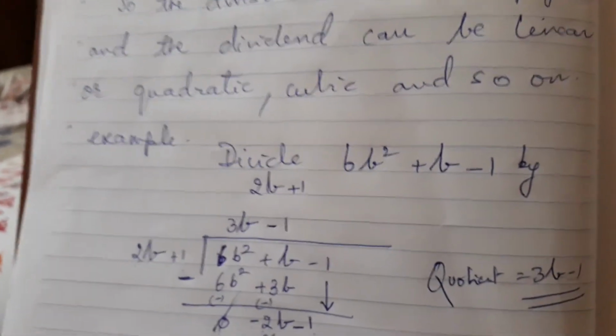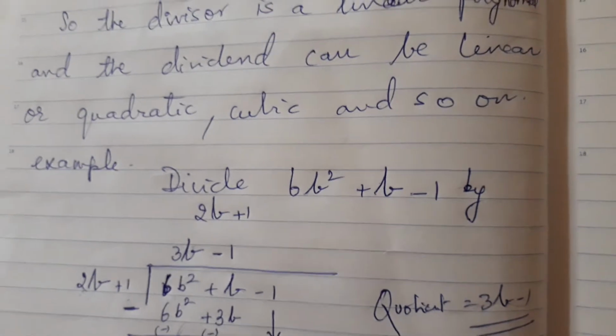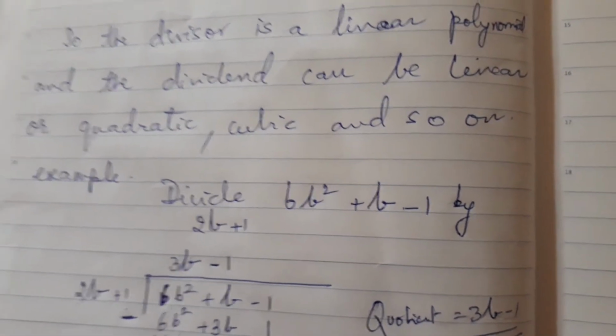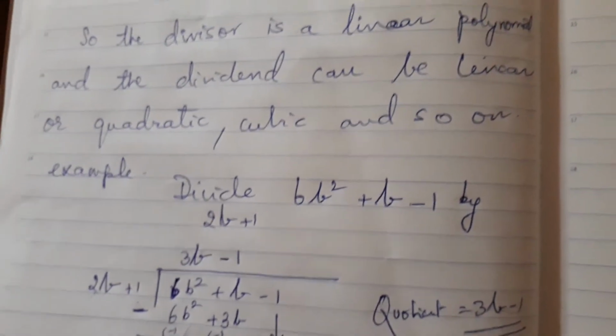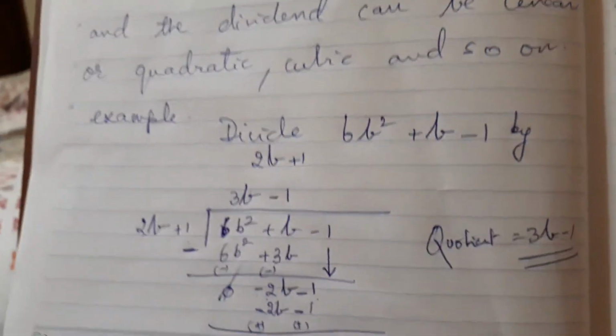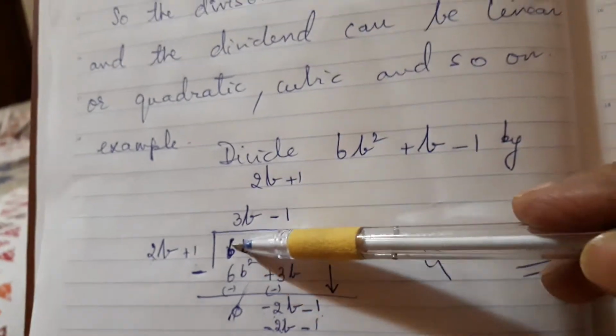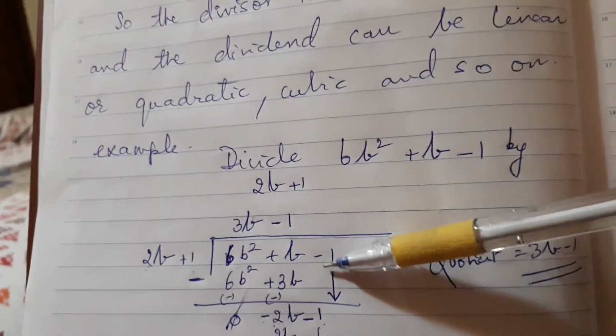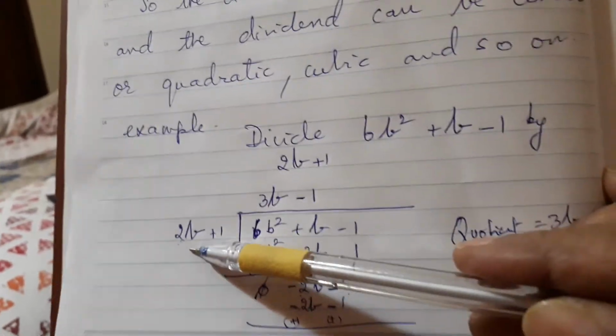Okay, now as an example I have taken a quadratic polynomial, say 6b square plus b minus 1, and I want to divide it by a linear polynomial 2b plus 1. Now we write it down like this. This is the dividend, 6b square plus b minus 1, and the divisor is 2b plus 1.